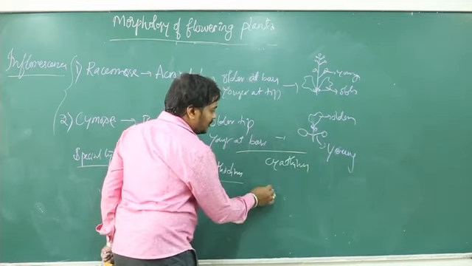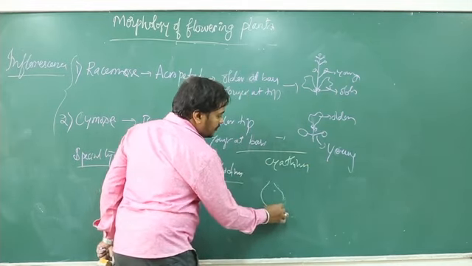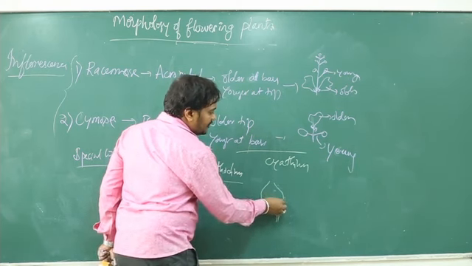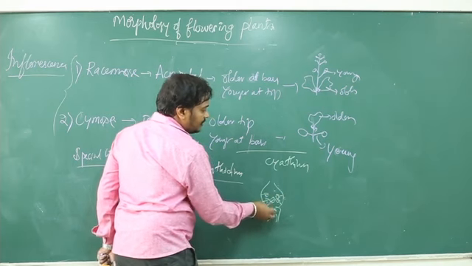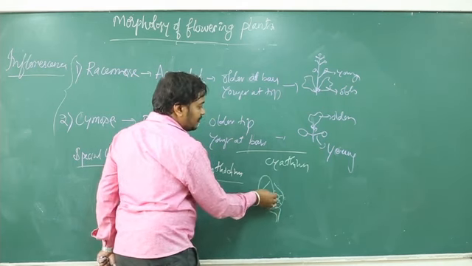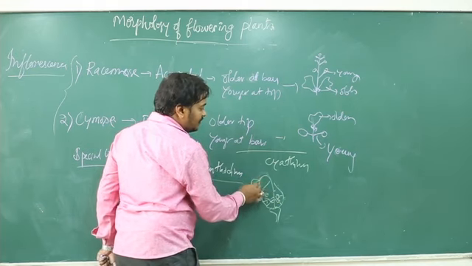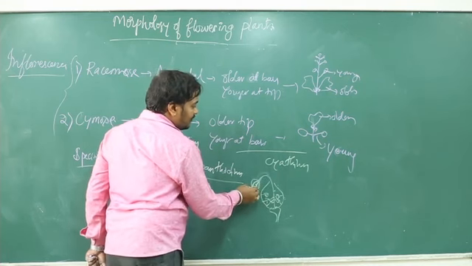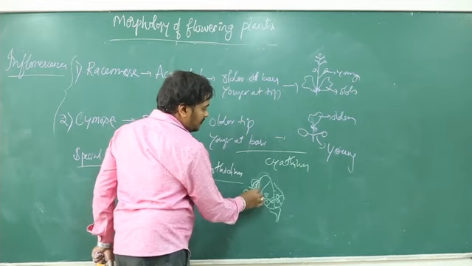In Cyathium, it is the same case. There also the male flowers are represented by the stamen itself. Only the stamen represents a male flower. And a single female flower is present, a single tricarpellary female flower. So it has a stigma. This one is the female flower.